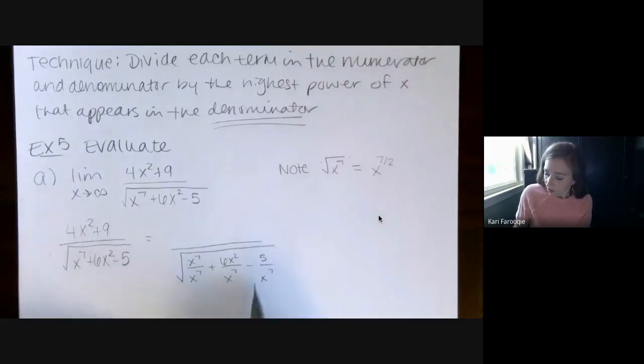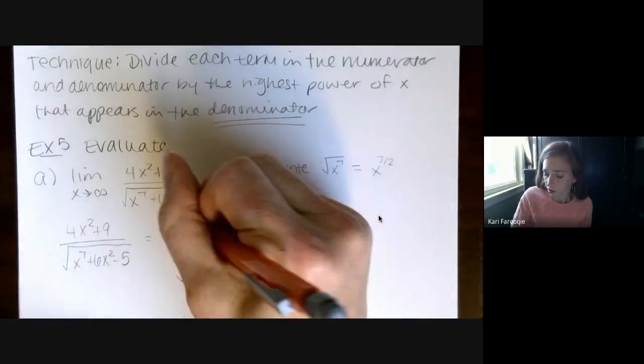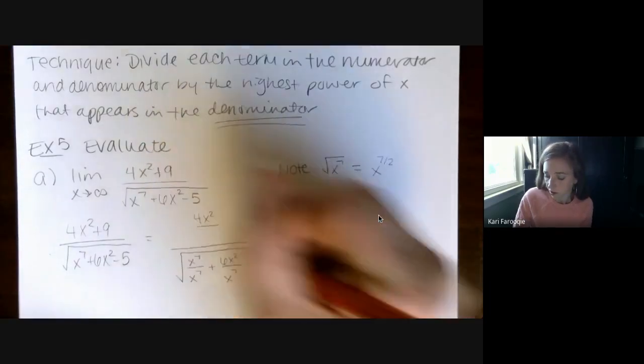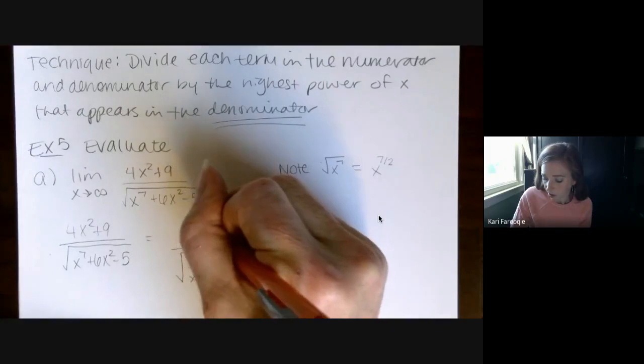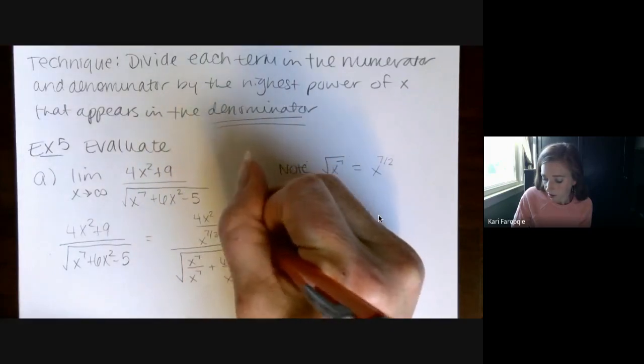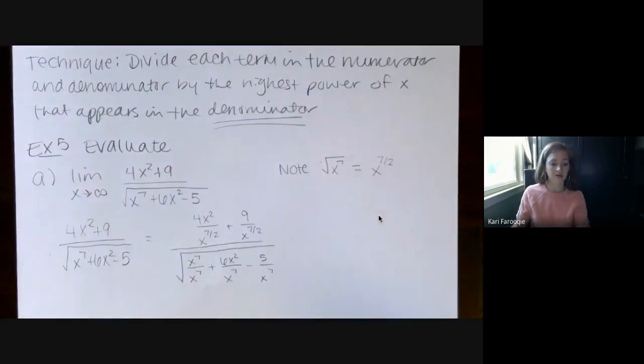So under the radical, everything's fine. You can leave it the way it is. But once you divide in the numerator, you can't divide by x to the 7th. Otherwise, you're not dividing by the same thing because you really divided by the square root of x to the 7th. So in the numerator, this is going to look like 4x squared divided by x to the 7/2 plus 9 divided by x to the 7/2. And then we're going to have to go through and simplify this.